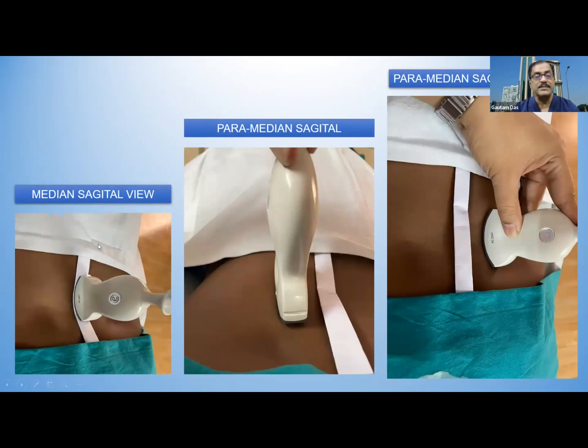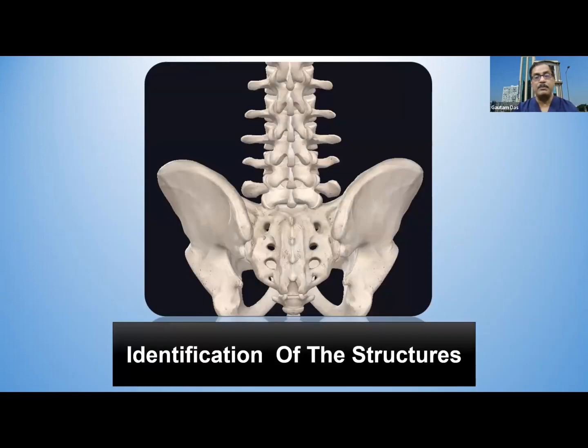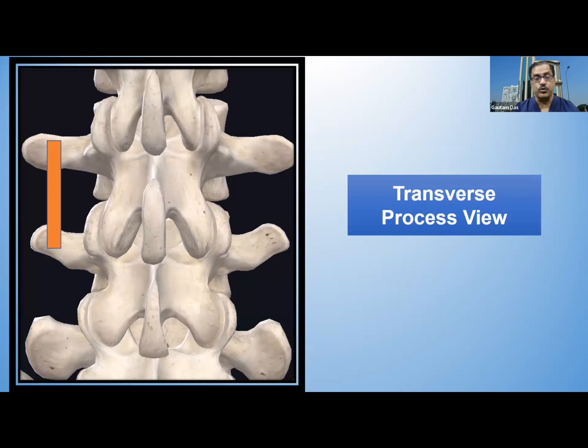And the position of the probe: there are three important ones. One is the median sagittal view, where we put the probe exactly on the midline. There we'll be able to see the spinous process and the supraspinous and interspinous ligaments. Then the paramedian sagittal, where we'll be able to see the laminar view, and the paramedian sagittal oblique, where we'll see the interlaminar space nicely. We'll also see the transverse axis view, where one is placed over the spinous process and another in between the two spinous processes. And apart from that, going a little bit lateral to the midline, we'll be able to see the other structures as well. So the identification of the structures and all these things we'll be demonstrating.